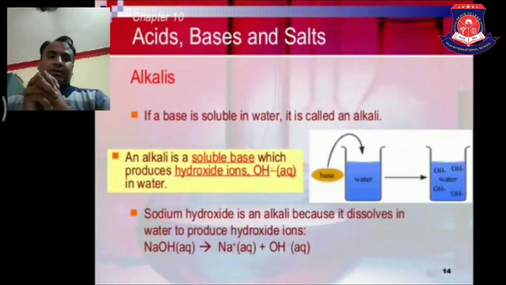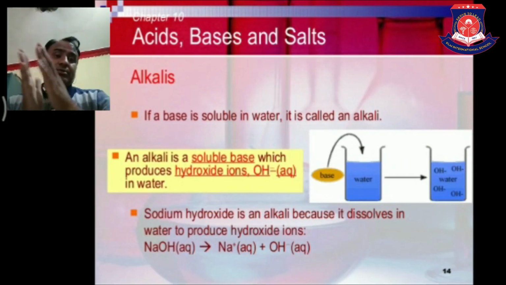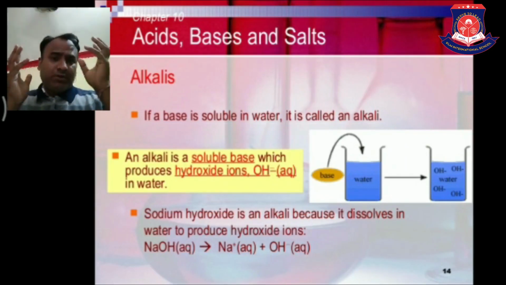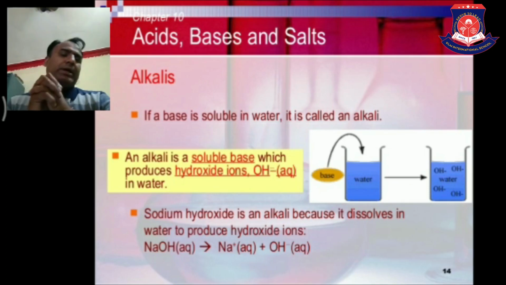Alkalis. What are alkalis? If bases are soluble in water, such compounds are called alkalis. If there are some bases which are not soluble in water, these are called non-alkali compounds. An alkali is a soluble base which produces hydroxide ions in water. Sodium hydroxide is an alkali because it dissolves in water to produce hydroxide ions. NaOH is an example of alkalis because it gives OH negative ions when dissolved in water.